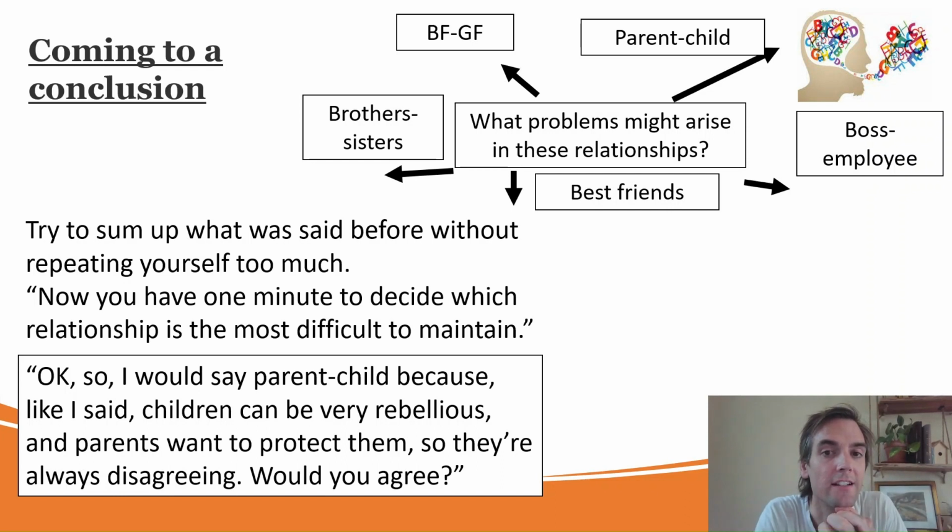So you're trying to come to a conclusion. You don't have to agree. Again, it's not like some kind of peace treaty negotiation. It's an English exam. It's nice if you can agree, if you can use some of this language of, okay, I think we're on the same page here. Parent-child is the most difficult relationship. But you don't have to. The main point is you're understanding each other and developing this conversation and building up arguments together.